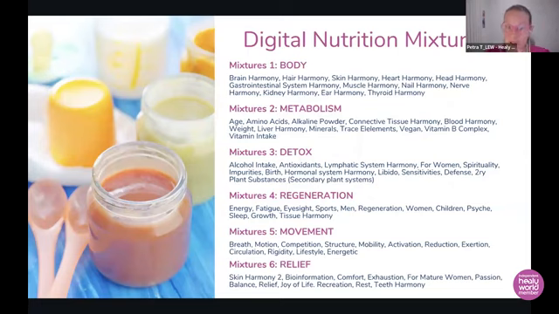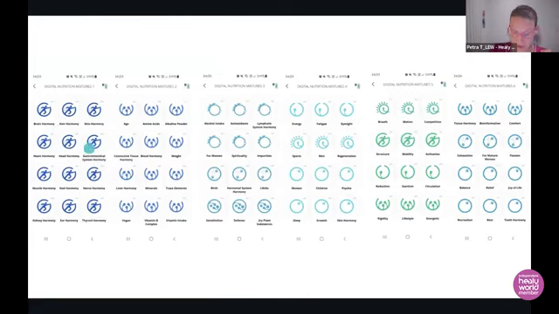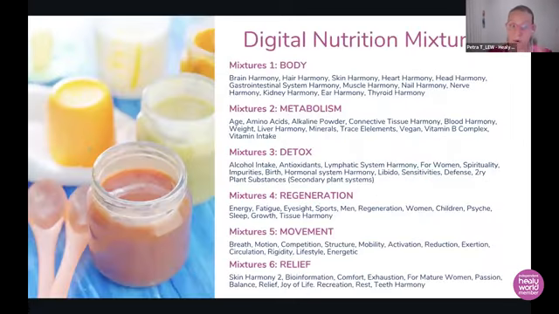The first page of digital nutrition mixtures, which is this one, is dedicated to the body. These are the programs of brain harmony, hair harmony, skin harmony, heart harmony, head harmony, gastrointestinal system harmony, muscle harmony, nail harmony, nerve harmony, kidney harmony, ear harmony, and thyroid harmony. These are all programs supporting the physical body organs and the physical structure of the body. They have specific nutrients, elements, vitamins, minerals, and trace elements all combined into a program that specifically supports the needs of the brain or the needs of the hair. I will show you later how that looks.